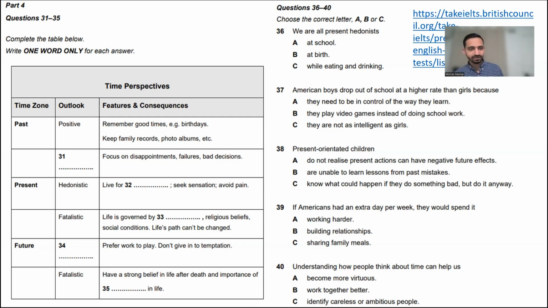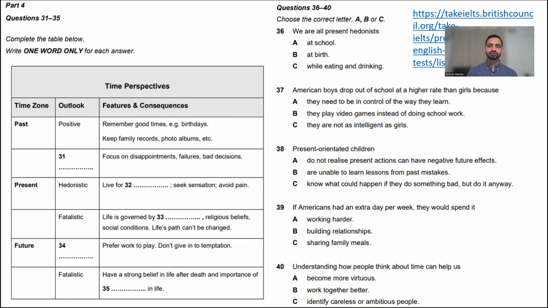You've got fatalistic, you've got hedonistic, and you've got fatalistic again. And you might have another column: features and consequences. What are the features and consequences? You have to listen for that. I'm just getting a glance and understanding what kind of questions I may have.